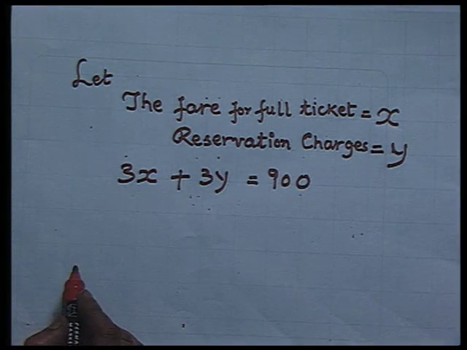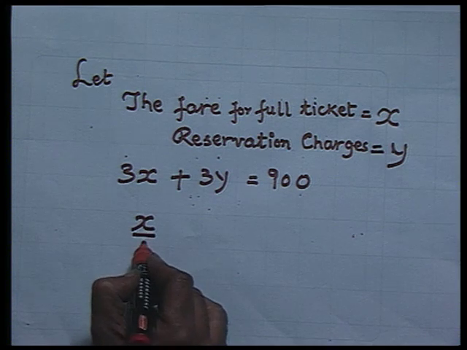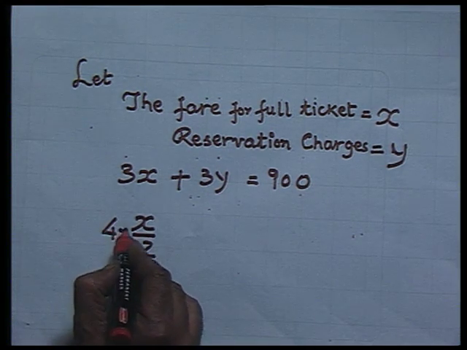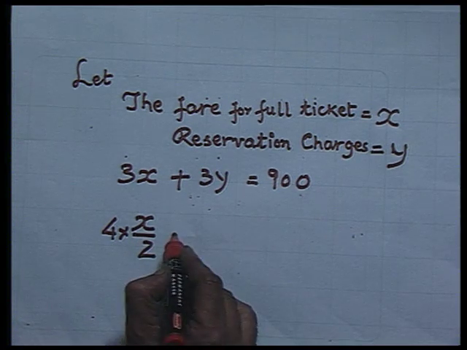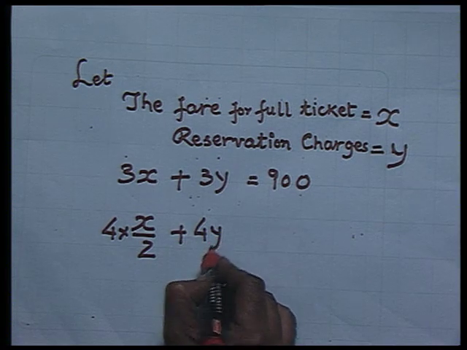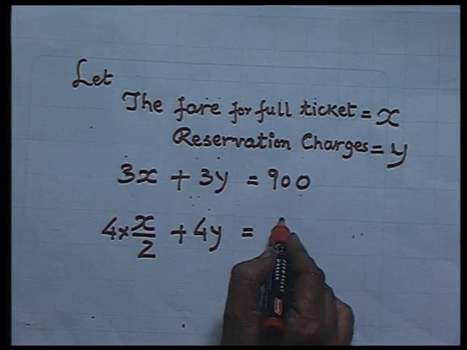Now, in the second condition, it was provided to us that the fare for a child below 12 years of age is half the fare of the full ticket. So, the fare for half a ticket will be x by 2, and since 4 children are there, this will be 4 times x by 2, but the reservation charges are same. So, that will be 4 times y equals 680.